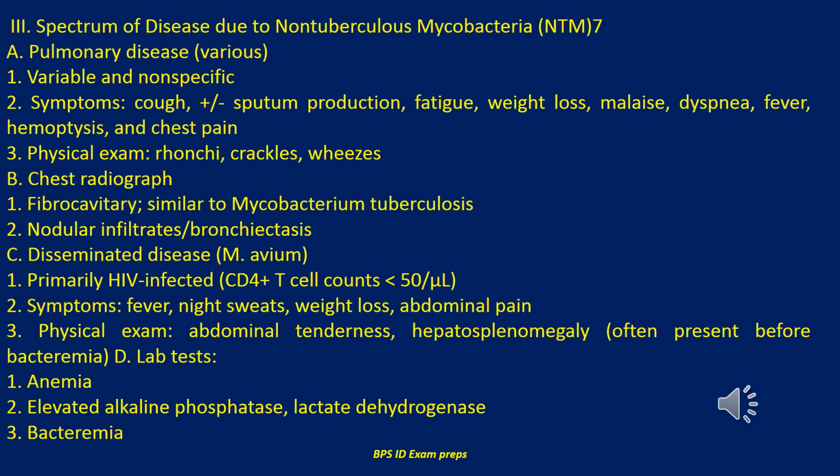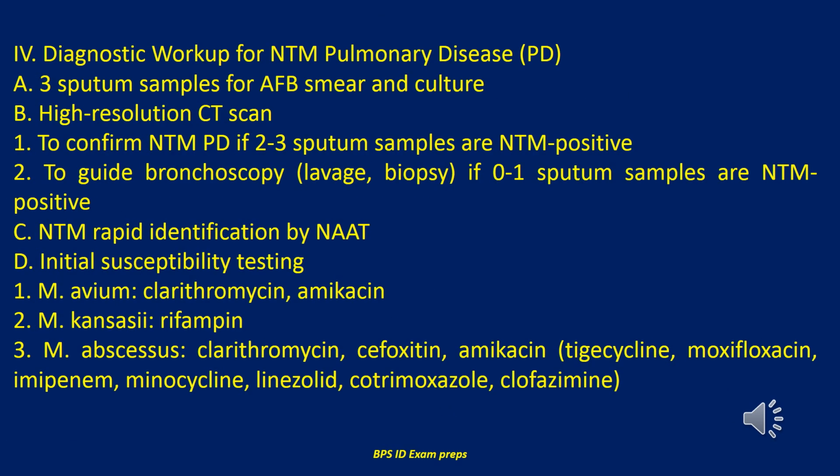Disseminated disease, M. avium. 1. It occurs primarily in HIV-infected patients with CD4 plus T-cell counts less than 50 per microliter. 2. Its symptoms include fever, night sweats, weight loss, and abdominal pain. On physical exam, abdominal tenderness and hepatosplenomegaly are observed, often present before bacteremia. Lab tests: 1. Anemia. 2. Elevated alkaline phosphatase and lactate dehydrogenase. 3. Bacteremia.